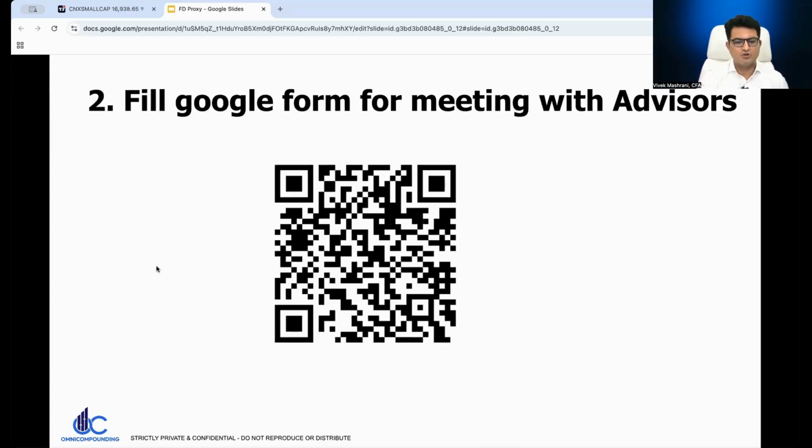Is SIF similar to PMS? No, they are not similar to PMS. They work in a slightly different way. PMS has many more restrictions. Their ticket size is high, and they basically hold your funds. A lot of things are there.